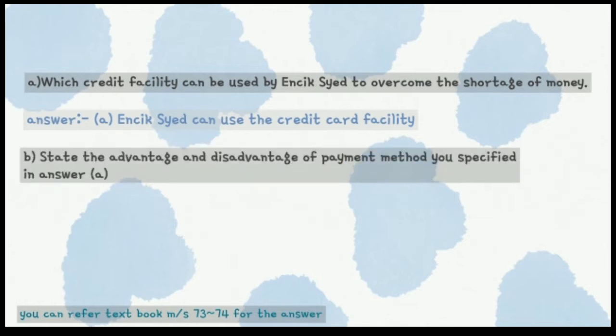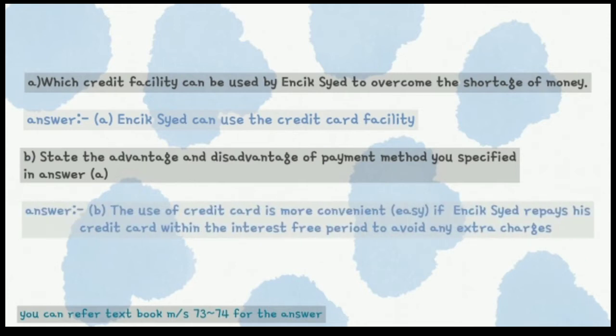B. State the advantage and disadvantage of the payment method specified in answer A. Solution B. The use of a credit card is more convenient if Encik Said repays his credit within the interest-free period to avoid an extra charge.